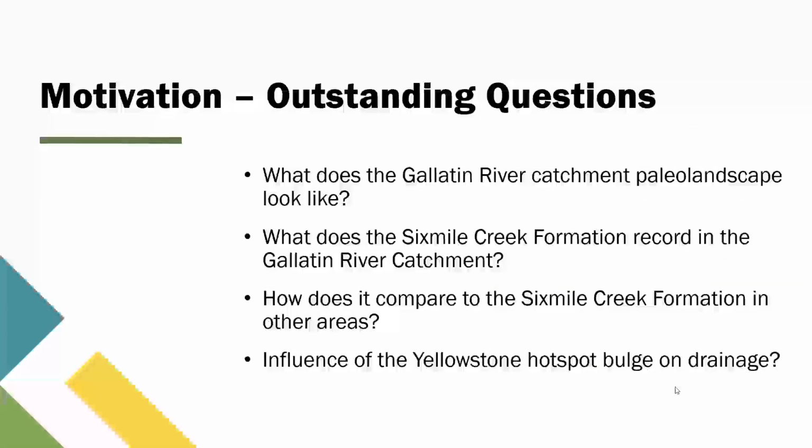So here's some more motivation or questions. What does the Gallatin River catchment landscape look like in terms of drainage and relief and stuff like that? What does the Sixmile Creek Formation record in this area? How does it compare to other places like the Ruby area? And what's the influence of the Yellowstone hotspot bulge on the catchment or the drainage?